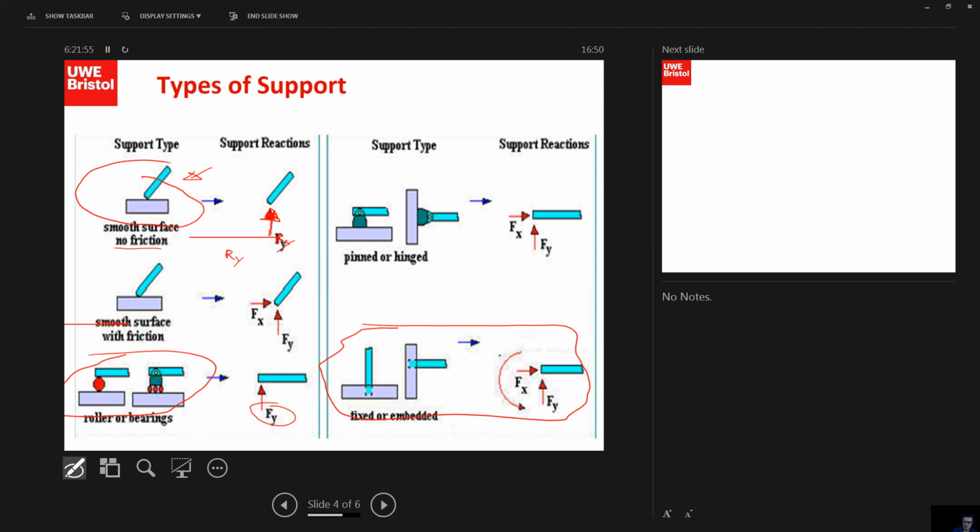The other case is where we've got a hinge, and we're normally going to draw a hinge like a kind of semicircle. This is really difficult to draw on, sorry.